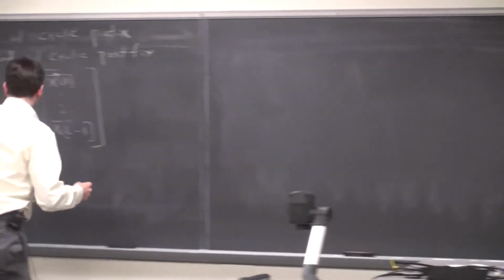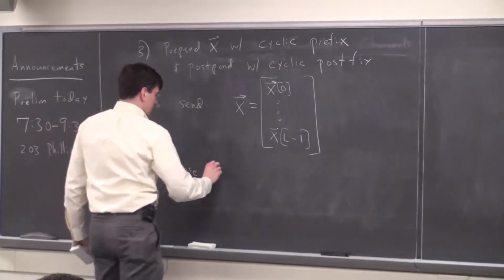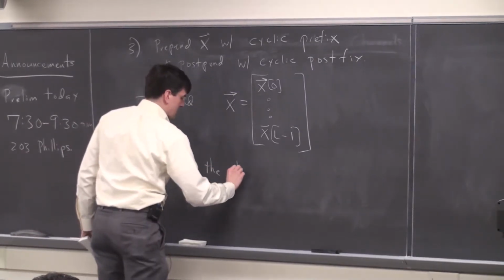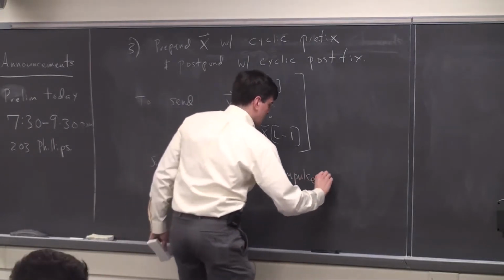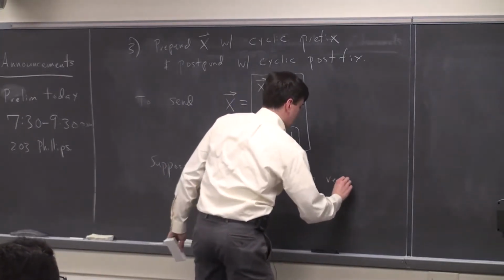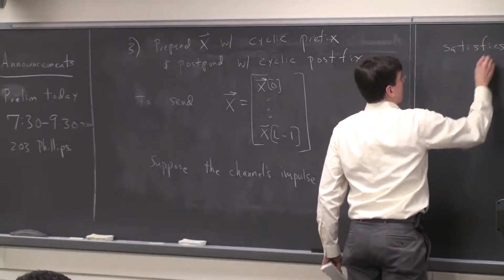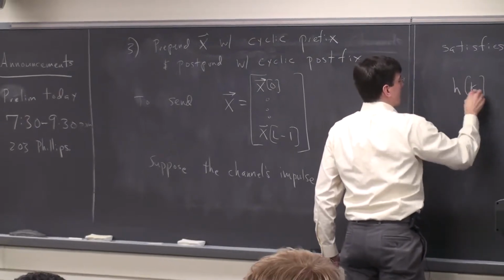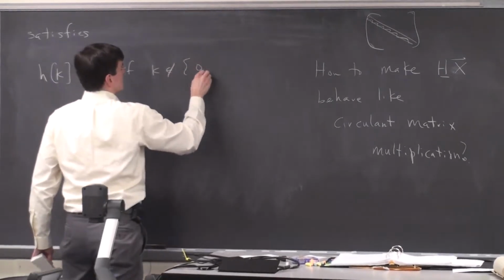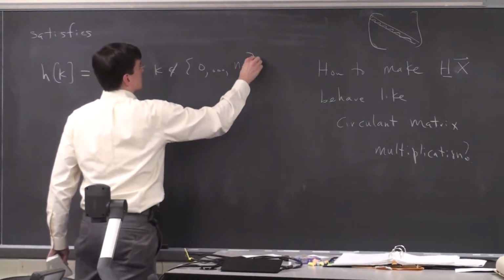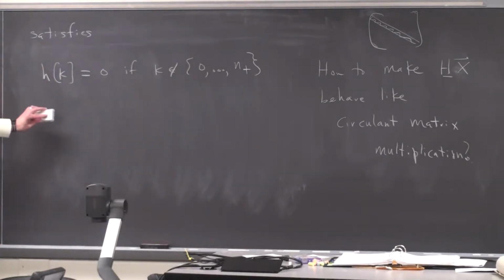So I guess for that we need notation on the duration of the impulse response of the channel. So let's suppose the channel's impulse response satisfies h of k is 0 if k is not in 0 to a finite range. Okay, this is an assumption we're going to make on the channel right here.